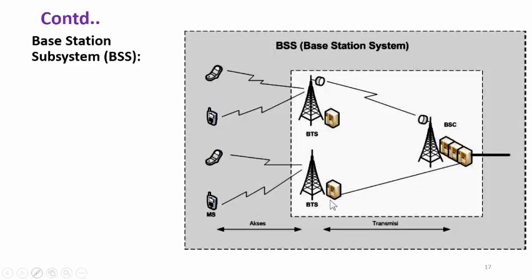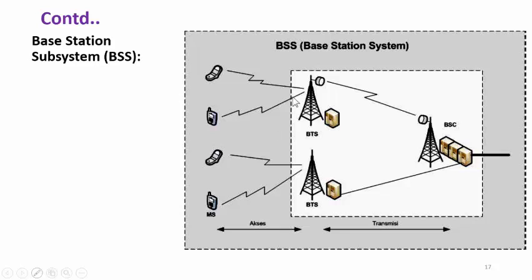The next component of the GSM architecture is the base station subsystem. Base station subsystem consists of two main blocks, that is BTS, base transceiver station, and BSC, base station controller. Here the base station controller is responsible to provide service to the BTS. This BSC and BTS are connected by using different types of transmission media, either copper wire, fiber optic cable or radio link.